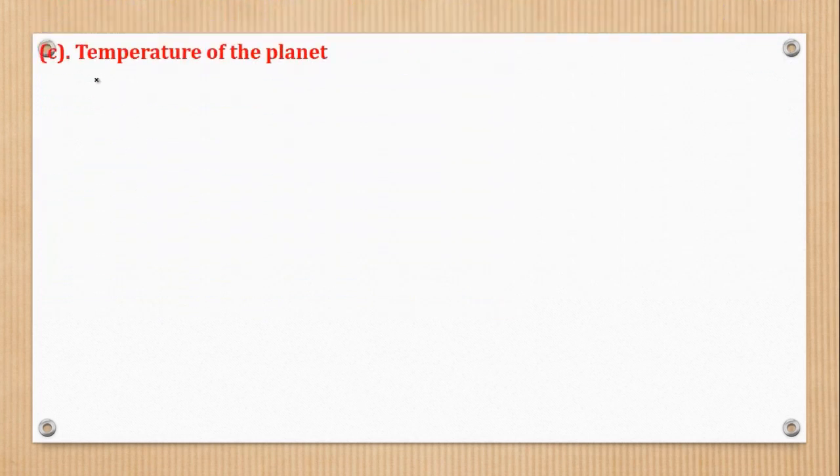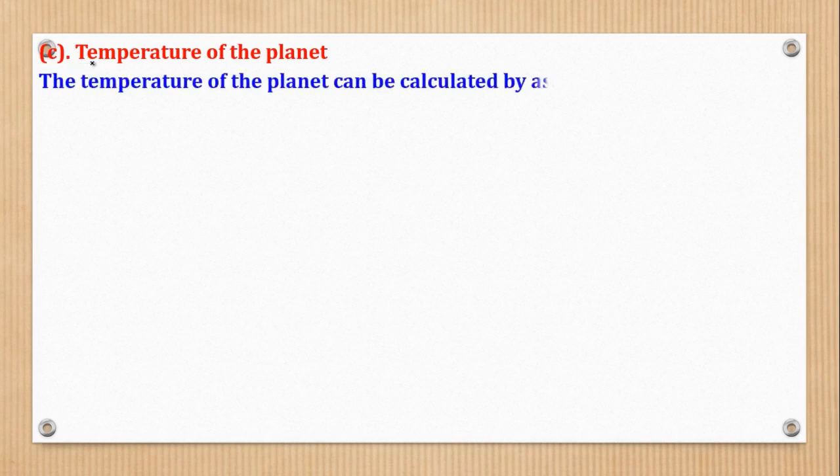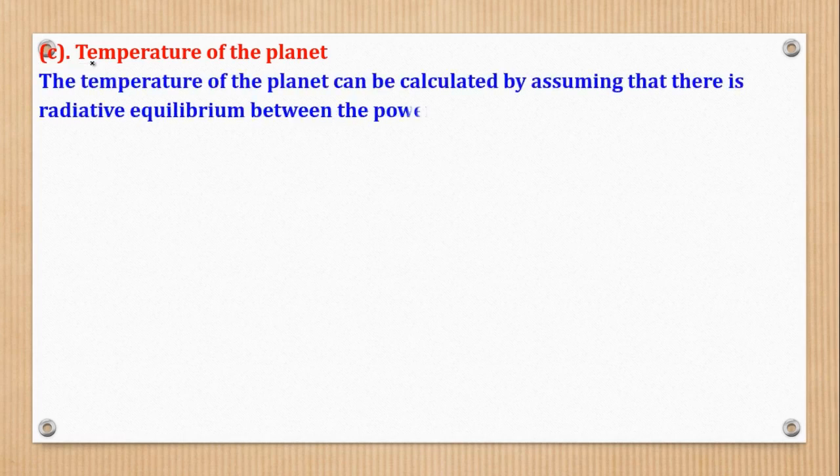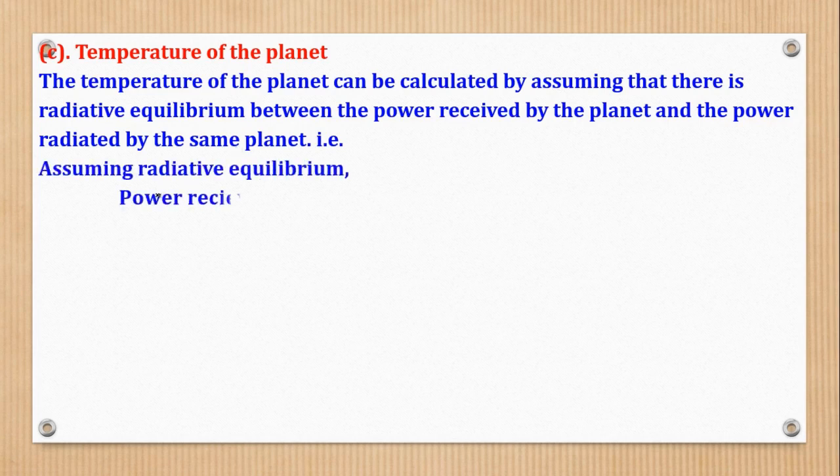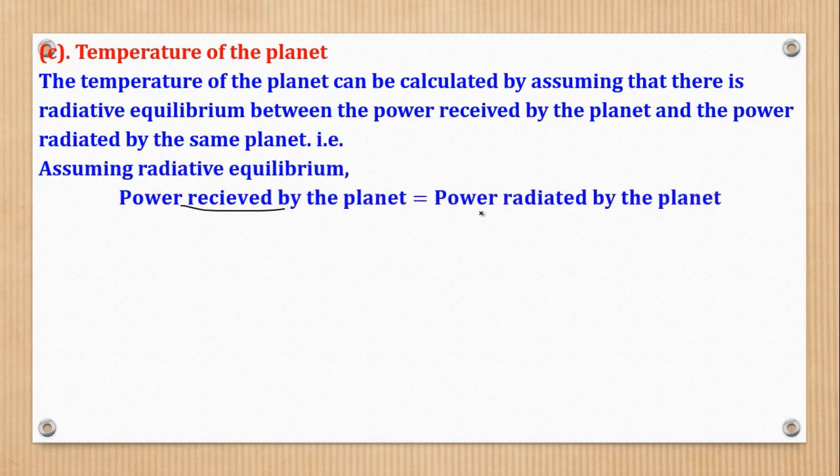We shall see questions on that, but let's first look at the temperature of the planet, because they go hand in hand. The temperature of the planet can be calculated by assuming that there is radiative equilibrium between the power received by the planet and the power radiated by the same planet. I think you remember that in Prevost's theory. So assuming radiative equilibrium, power received is equal to power radiated by the same planet.